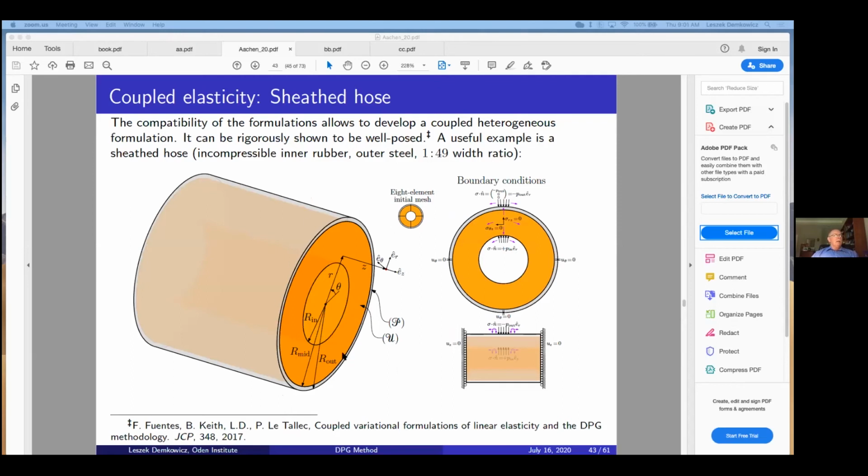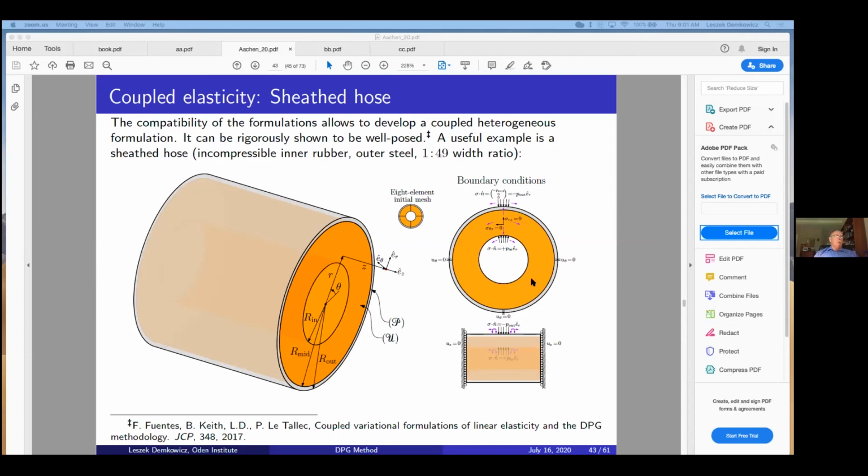Contained in a metal sheath. So it's a very thin and very stiff shell, and then there's nearly incompressible material inside. So for the nearly incompressible material, we had to use one of the formulations that remains stable.